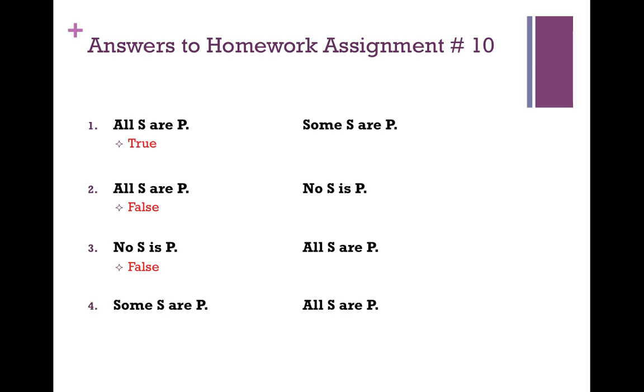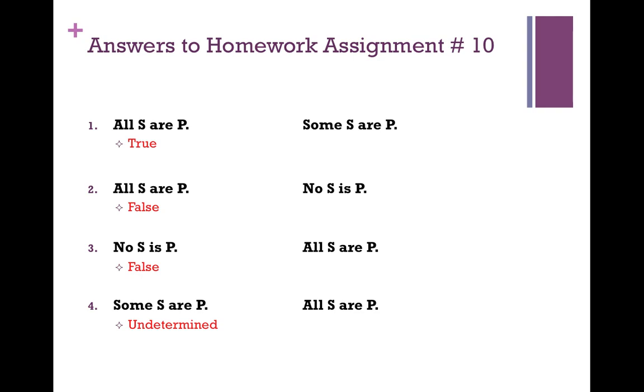Assume some S are P is true, then what can we know about the truth of all S are P? The answer is we can't know whether or not it is true or false. After all, some S are P might be true due to the fact that all S are P is true. However, it may also be true because some S are P and some S are not P, in which case all S are P would be false. So with this one, we cannot know whether or not all S are P is true just based on the fact that some S are P is true.